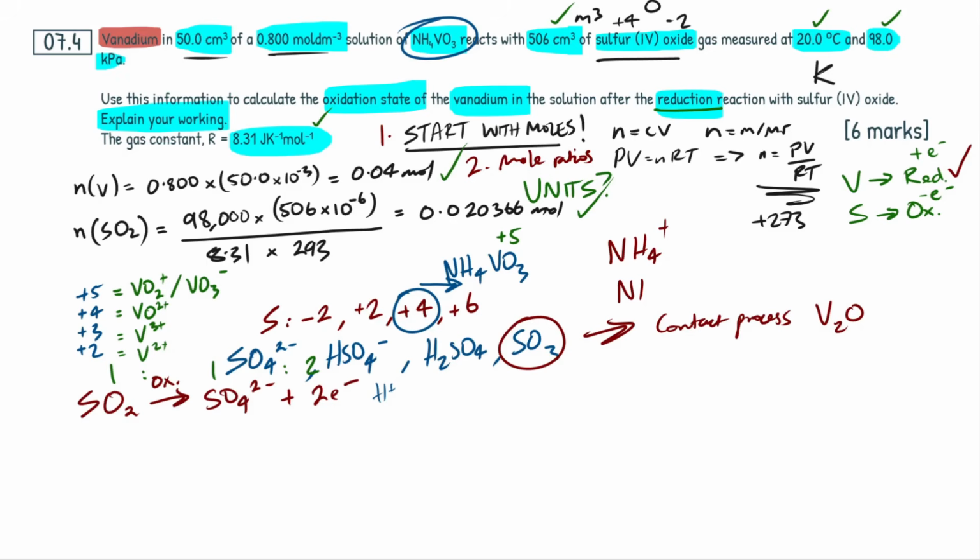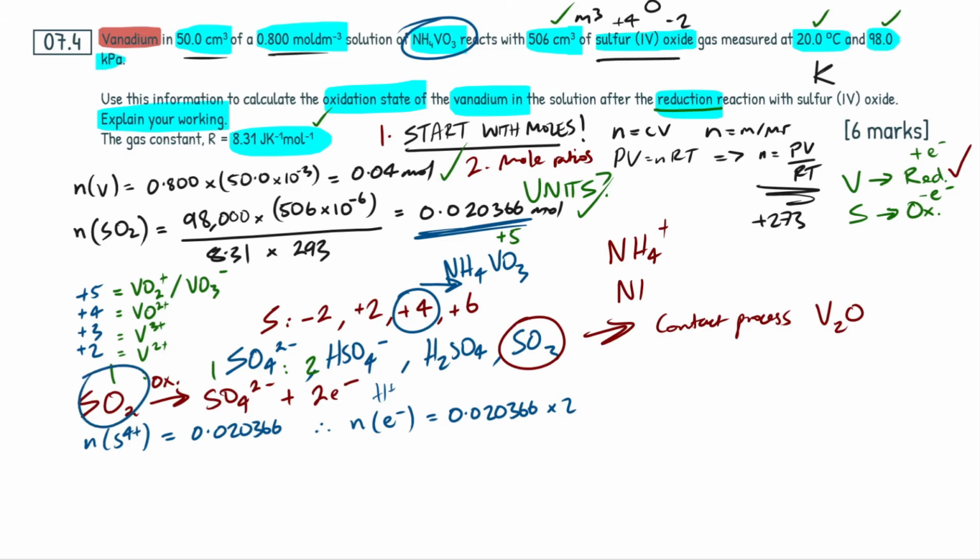So this is why I assume they decided to get rid of it, because I'm guessing the examiner's report said only a very small percentage of people got this. So if we look at this, we know what the moles of the sulfur dioxide is, right? So moles of sulfur dioxide, I'm actually going to do this as sulfur 4+, equals 0.020366 moles. Therefore, the moles of the electrons equals the moles of the sulfur 4+ times 2, okay? Times 2 just because it's the molar ratio.